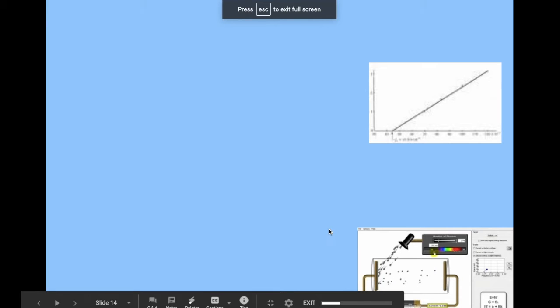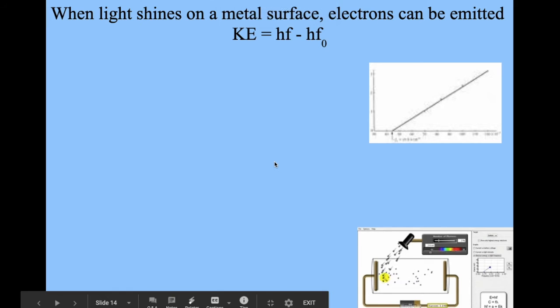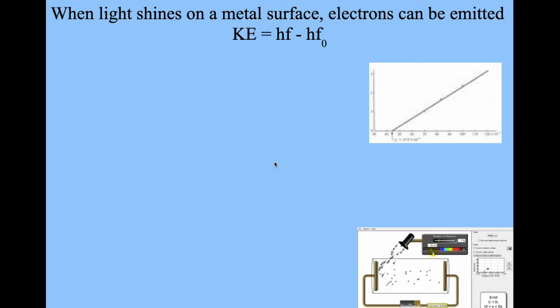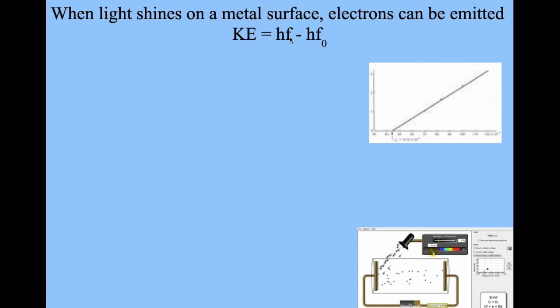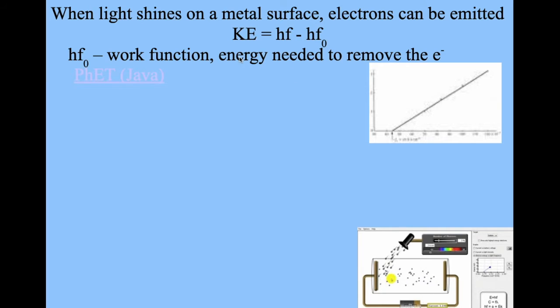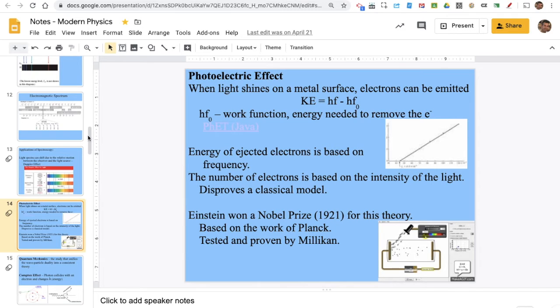The photoelectric effect found that when light shone on metal, electrons can be emitted from that surface. So here's a light down here shining on the metal, and we get the ejected electrons. The kinetic energy these electrons move away with is a function of the frequency that the light comes in at times Planck's constant, minus Planck's constant times a threshold frequency. The threshold frequency corresponds to the work function. It's the energy needed to remove the electron. It's also known as the ionization energy.